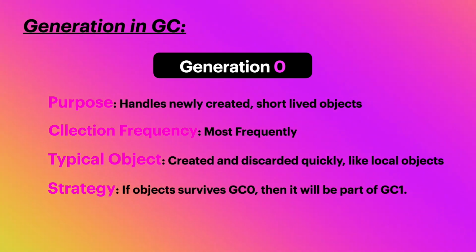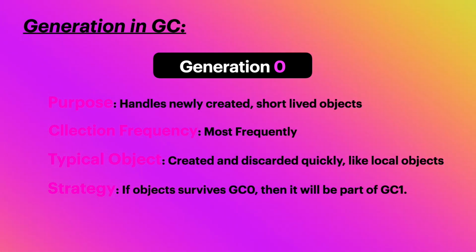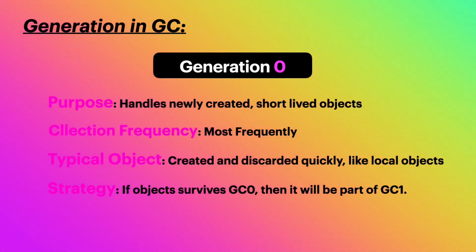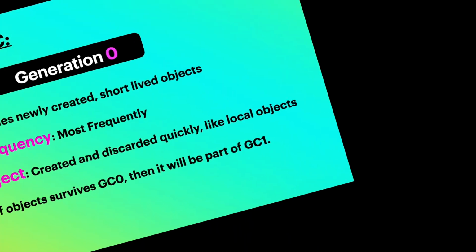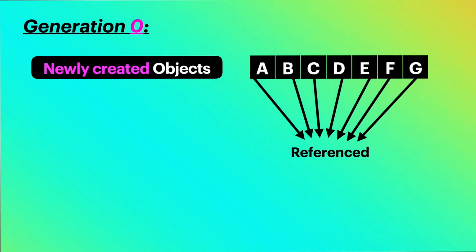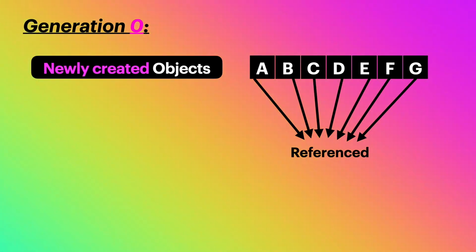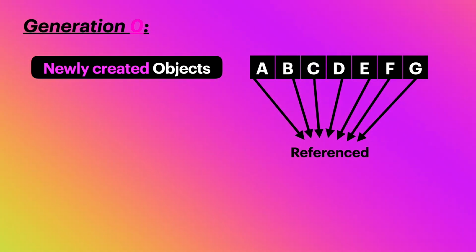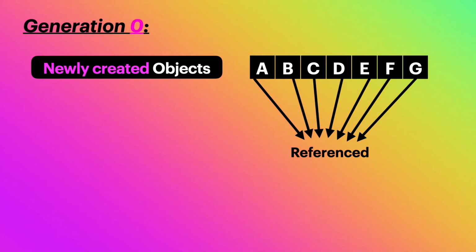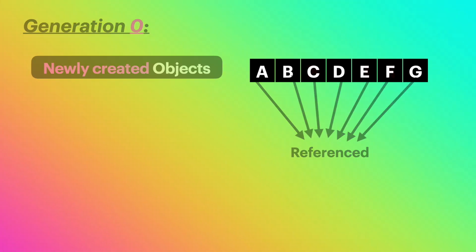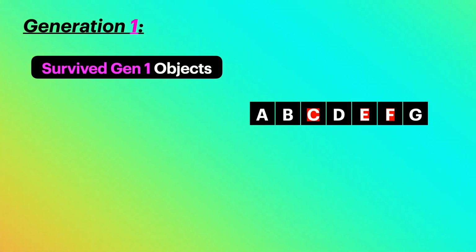So what happens is that whichever objects survived in generation 0, which means the objects which are referenced, go to GC1. The next will be GC1, but before that let's visualize one more time. Here we have C, E and F again. All are referenced. Now slowly these leave the references, meaning the object which was created is no longer in use.